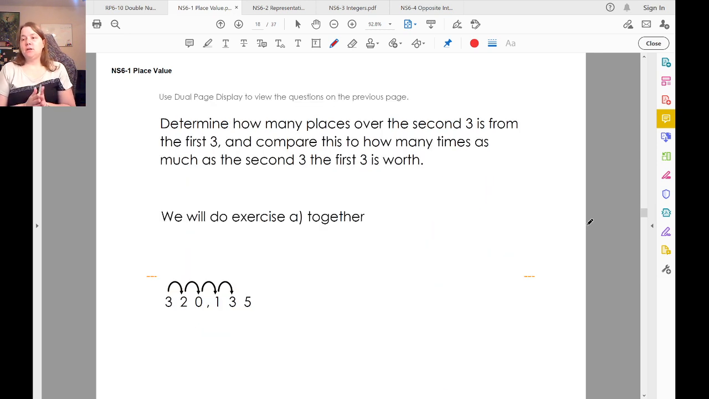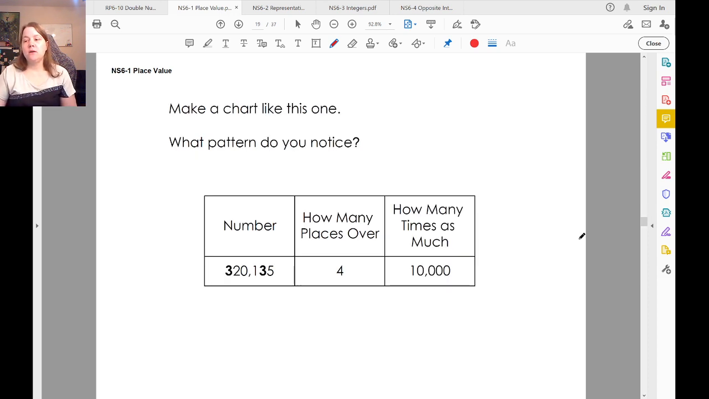They want us to determine how many places over the second 3 is from the first, we've done that already. We're done. We've started to notice that pattern with zeros. You can see that because the 3 had to move 4 place values, there were 4 zeros.